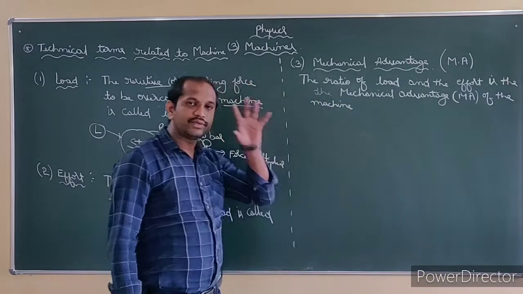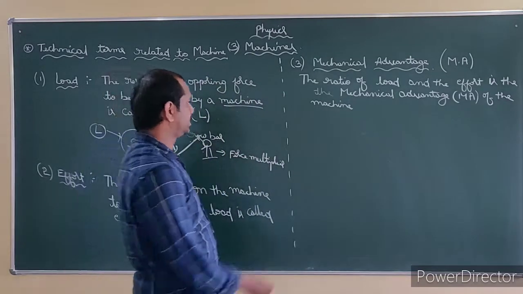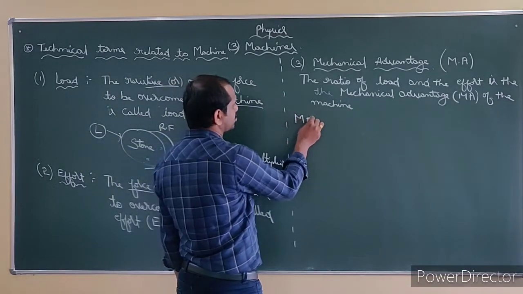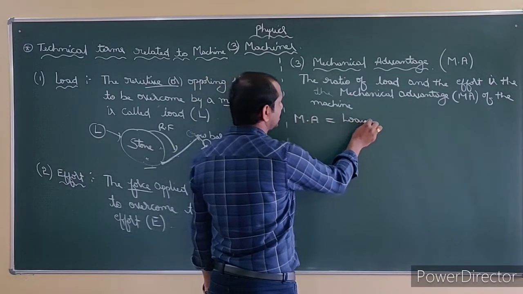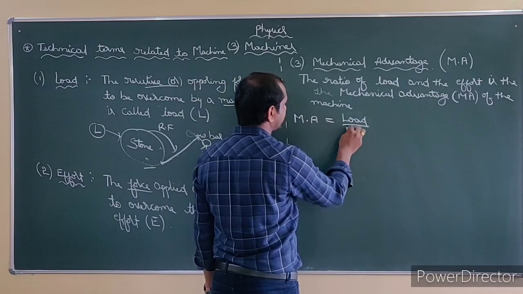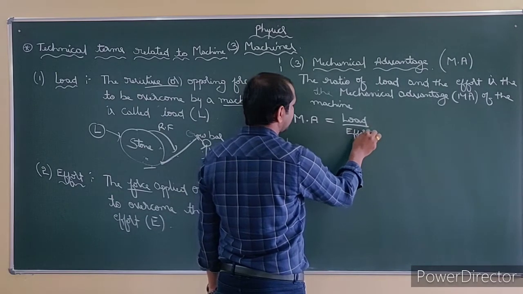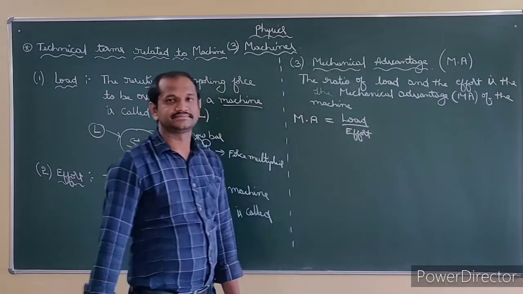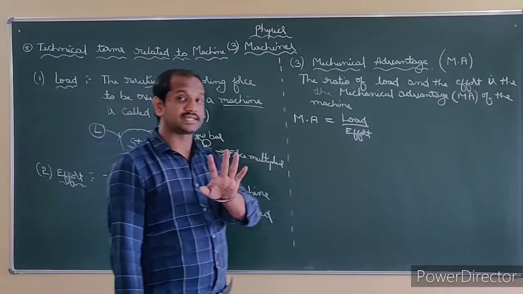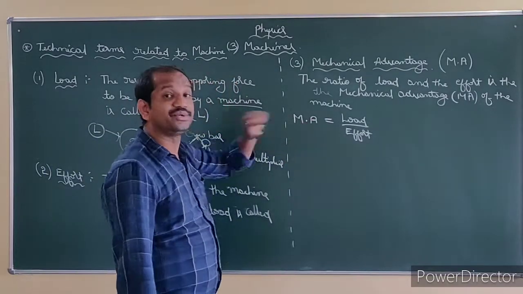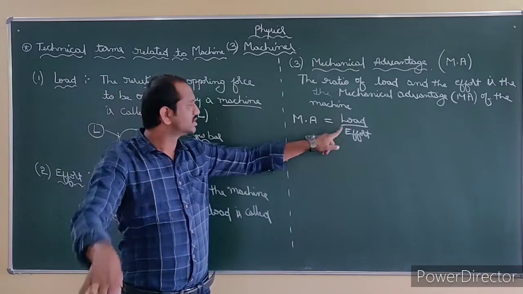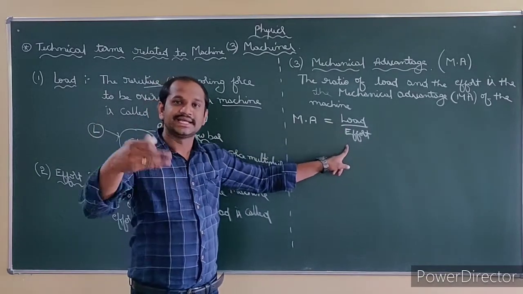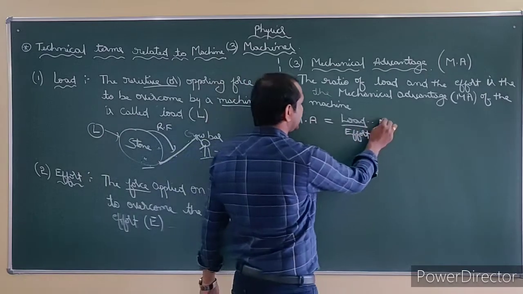Now, how will you write it in formula form? Remember this. See, I am writing it shortly. Mechanical advantage is equal to load by effort. Now, one important question they will ask you in your ICSE: what is the unit of mechanical advantage? See, I have told you load is also a force, and effort is also a force. The SI unit of force is Newton.